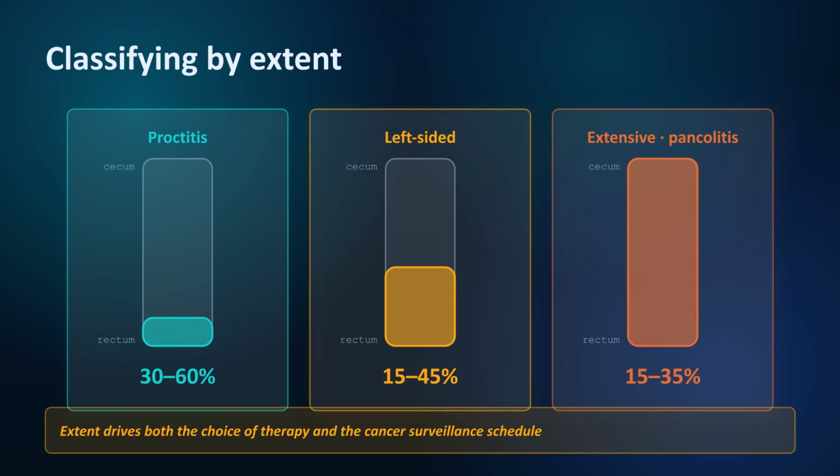Once you know the disease is there, you classify it by how much colon is involved. Proctitis means disease limited to the rectum, and that accounts for 30 to 60% of patients, the largest group. Left-sided disease extends from the rectum up to the splenic flexure, and that is 15 to 45%. Extensive disease, also called pancolitis, involves the colon beyond the splenic flexure, and that is 15 to 35%. Extent is not academic. It drives both the route of therapy, topical versus oral, and the cancer surveillance schedule. Proctitis is often managed with topical therapy alone, which is a real advantage.